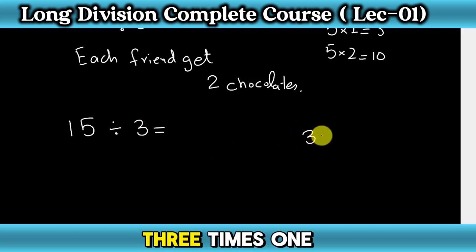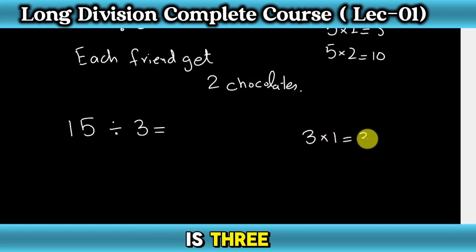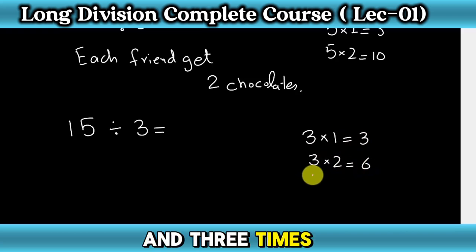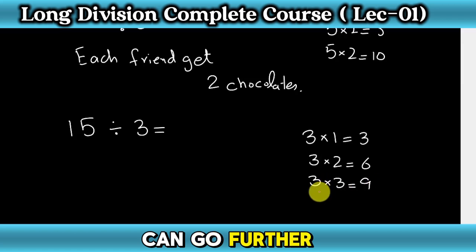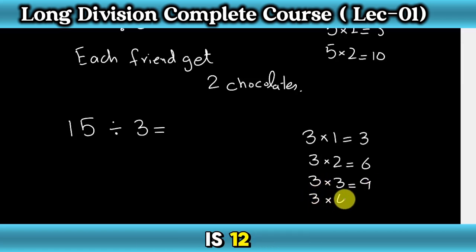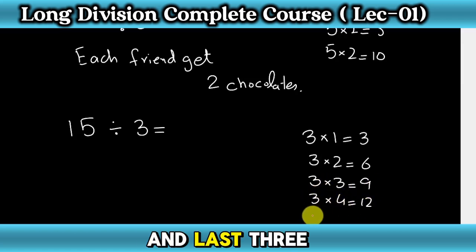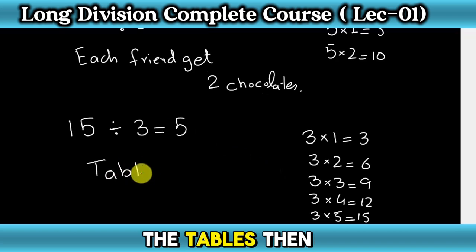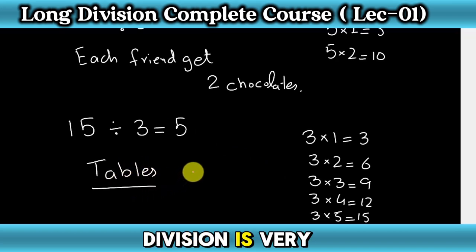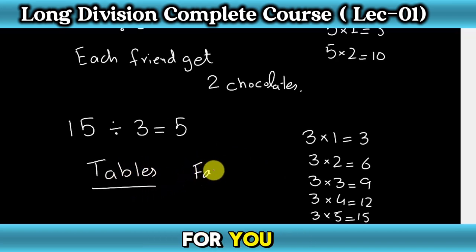We know that 3 times 1 is 3 and 3 times 2 is 6 and 3 times 3 is 9, and similarly we can go further. 3 times 4 is 12 and lastly 3 times 5 is 15. So you can see that we get exactly 15. So 15 divided by 3 is equal to 5. If you know the tables, then division is very easy and fast for you.